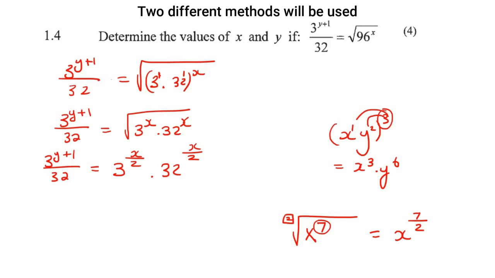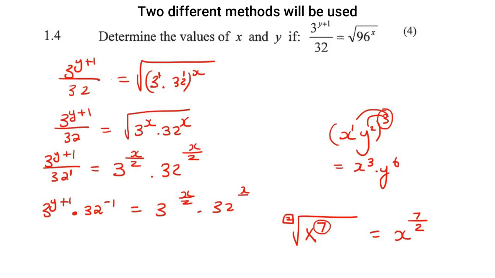Okay, what we could now do is I'm going to bring this 32, which currently has an exponent of 1. This is not a nice question, it's quite tricky. I'm going to bring that 32 up so it becomes negative 1. Okay, you'll see why I'm doing that now.